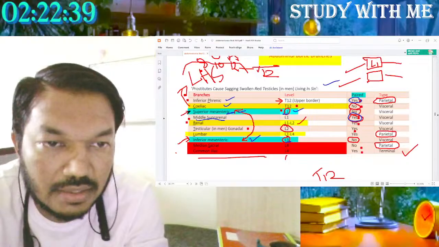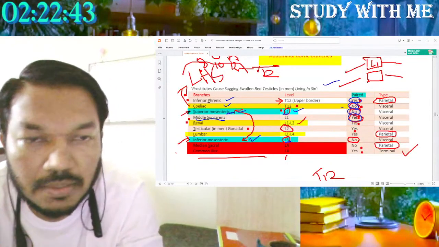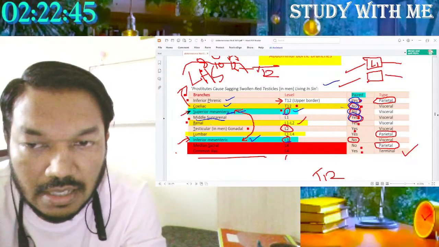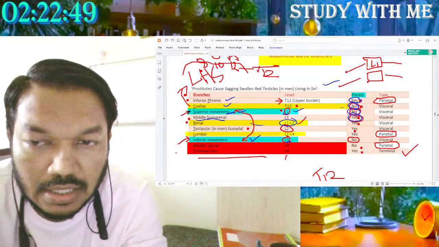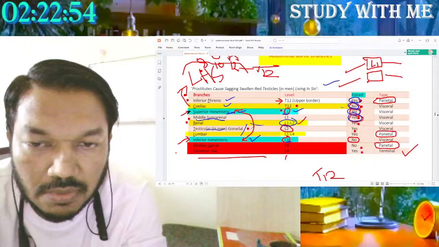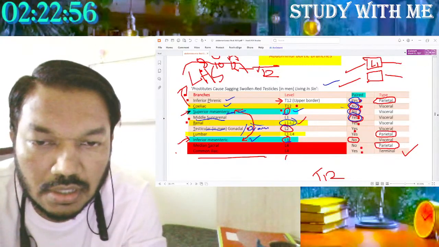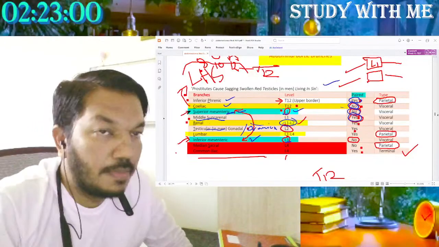Superior mesenteric is single, so it is unpaired. Celiac is also single, it is unpaired. Okay. Then renal. Renal means kidney. Kidney has both sides, lumbar one, lumbar two. Then in case of male, testicular or gonadal. In case of female, it is ovarian. This is ovarian. It is at the level of L2.